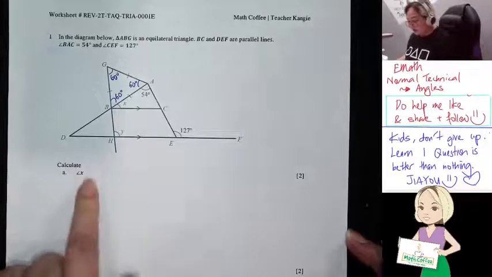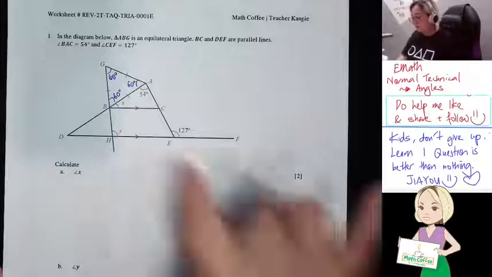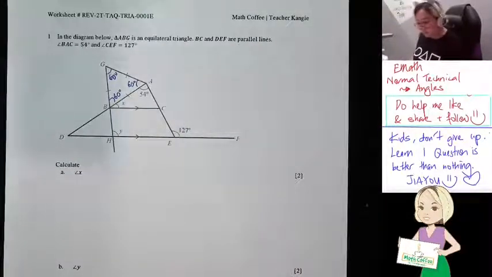They want to find angle X over here. So how to find? Anyone want to help me? Minecraft, Raphael? How to find angle X?